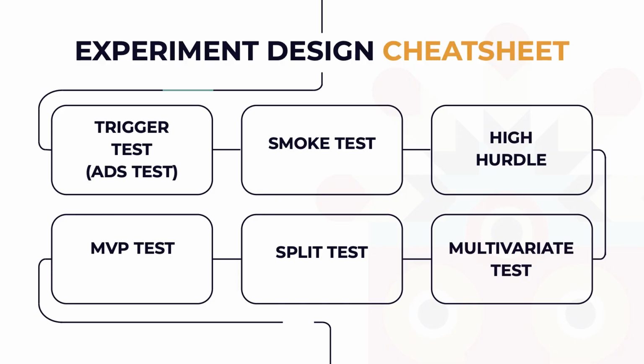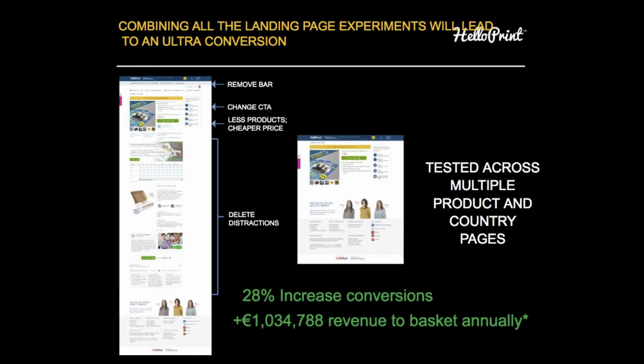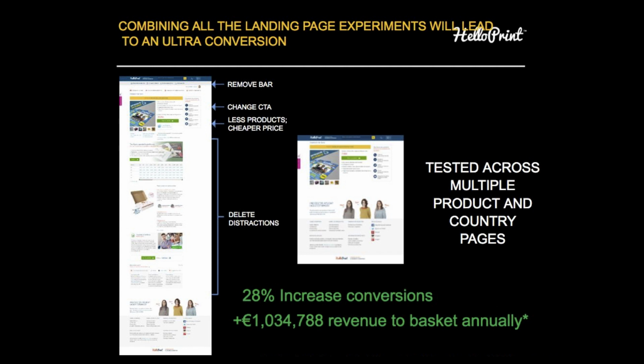Why? Because if you change many variations, it will be what we call a multivariate test, which is a test like this one. A multivariate test is basically changing many factors at the same time. In this case, this is HelloPrint's main landing page, and this was their home page, the one on the left. They wanted to change many things at the same time, so they removed the bar, they changed the call to action, they added fewer products with cheaper prices, they deleted the distractions that were in the middle, and this is the new landing page that they got after changing all those things, and they had a 28% increase in conversions because of those multi-variation changes.